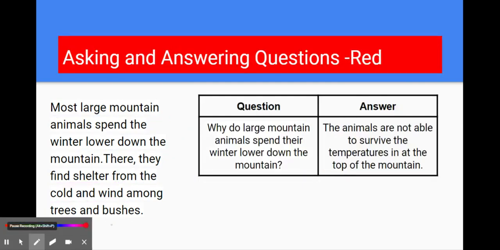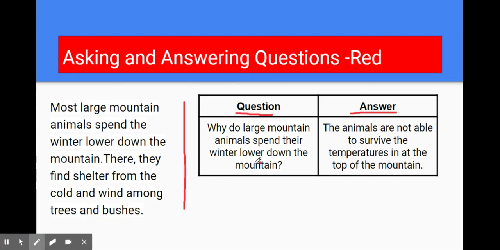When asking red questions, we're going to have question in our chart and answer. All right. Here, the author, we're not using directly stated information from the author. We're creating our own question from what we have read. Let's read this text. It is the same text from our previous page. Most large mountain animals spend the winter lower down the mountain. There they find shelter from the cold and wind among trees and bushes.